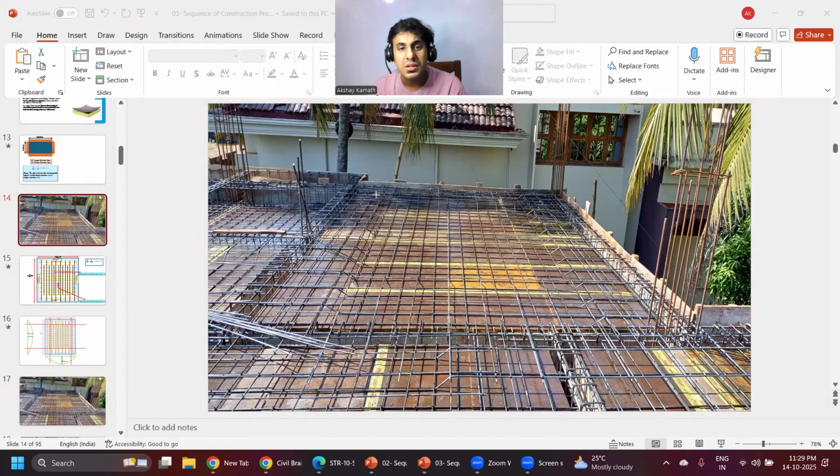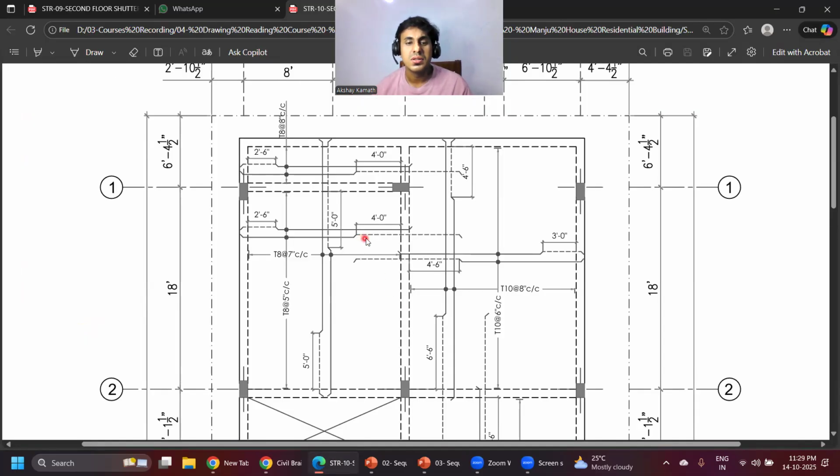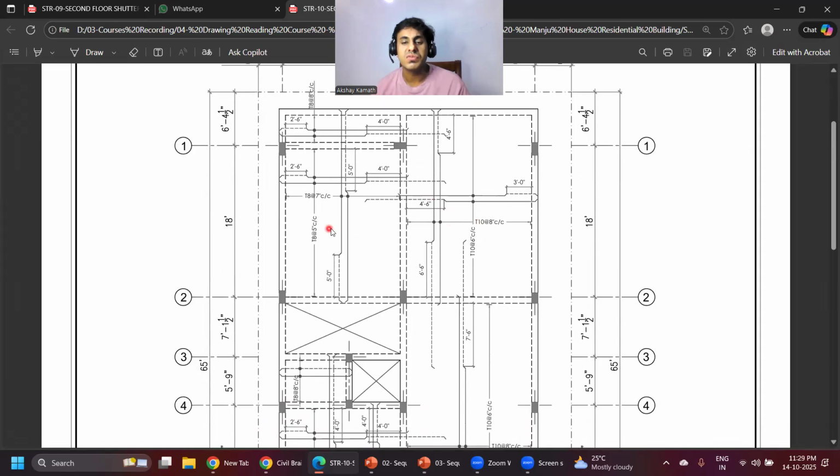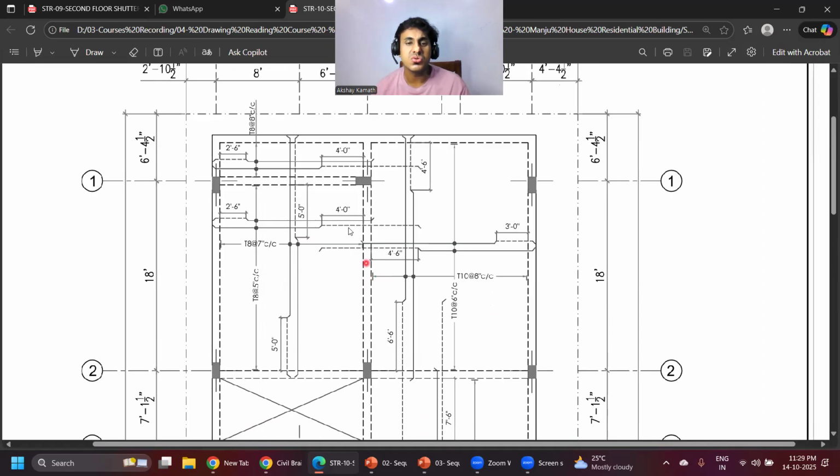Again, if you see, this is my inner to inner distance. This is my shorter span, let us say, and this is my longer span. So if you divide the longer span by the shorter span, definitely this ratio will come less than 2, and it is a two-way slab. Okay, that is how you identify the one-way slab and two-way slab. Now if I go back to the drawing, how will we identify whether it's a one-way slab or two-way slab? Definitely through this drawing I can identify.